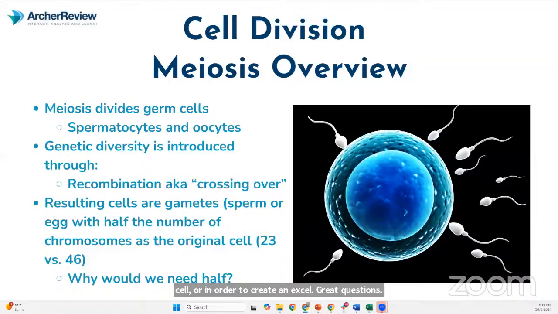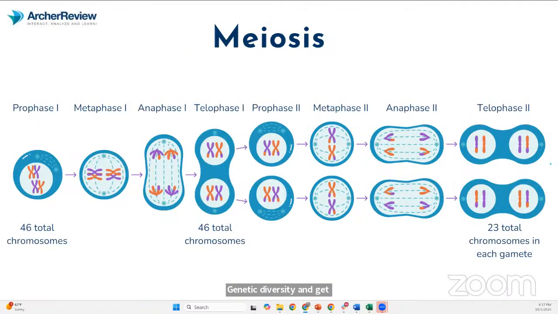So I ended on, why would we need half? We need half the number of chromosomes so that when the sperm meets the egg and fertilizes it, we have a full 46 number of chromosomes. If you recall, a full human has 23 pairs or 46 total chromosomes. And so if we didn't have the smaller number of chromosomes to start with when the sperm and the egg met, we'd have too many chromosomes and we have to only have 46. And so that's the whole point of meiosis, is to generate genetic diversity and get us to that smaller number of chromosomes.